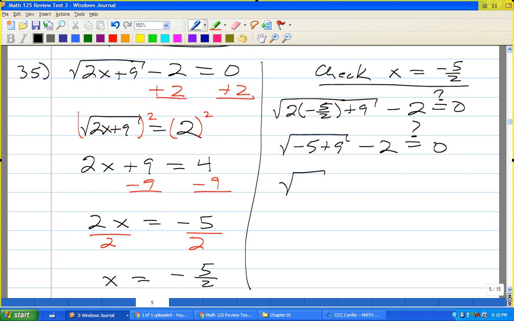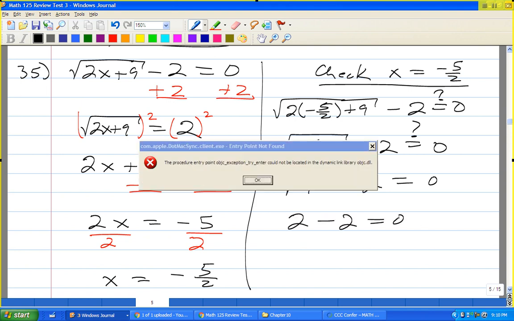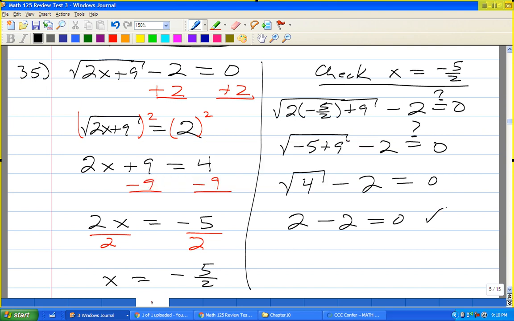And so what you get is the square root of 4 minus 2 equal to 0. Well, the square root of 4 is 2. Minus 2 is indeed equal to 0. And so x equaling negative 5 over 2 is my solution.